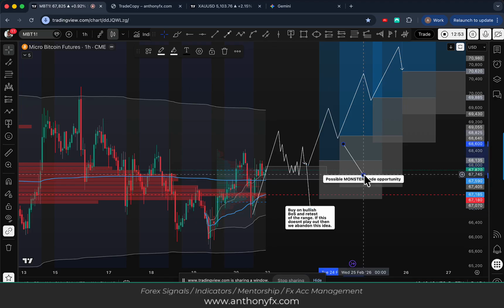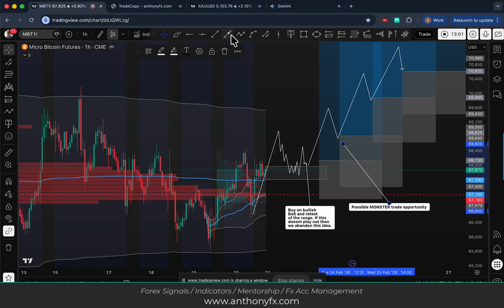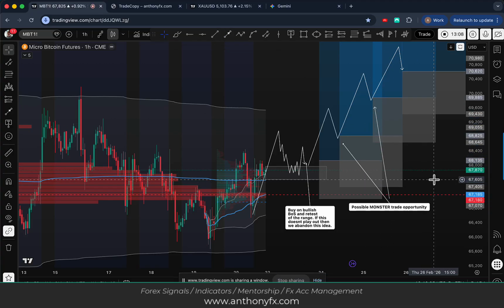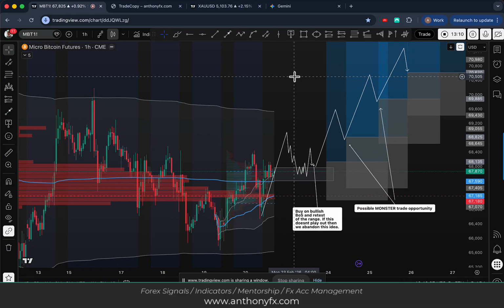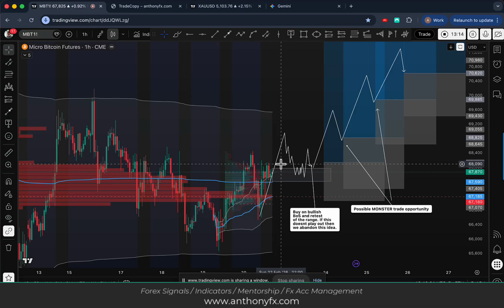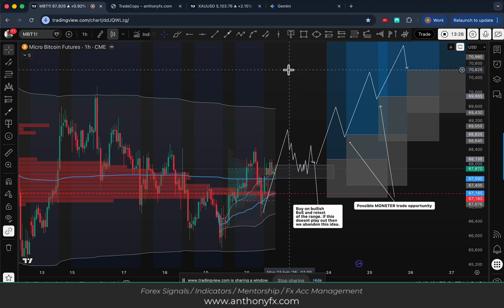Bitcoin: possible monster trade opportunity. Let's grab one and go if this holds. That's my take. I'd love it if you'd comment, definitely share your thoughts and let me know what you think. If this trade's bullish, we break and come back, I'm long. Break and come back again, close 50% of the last position, and open a new one. See how we go.